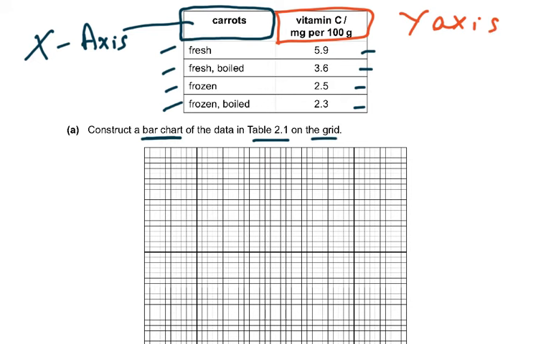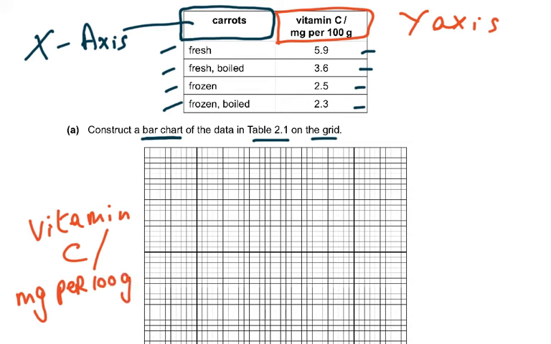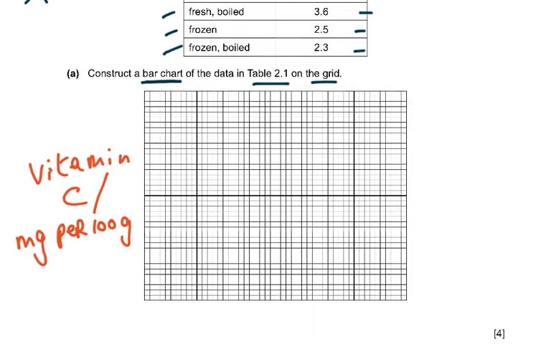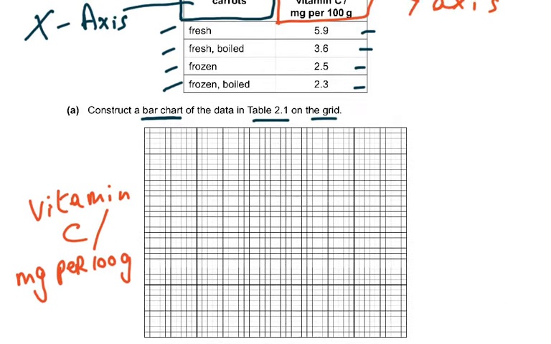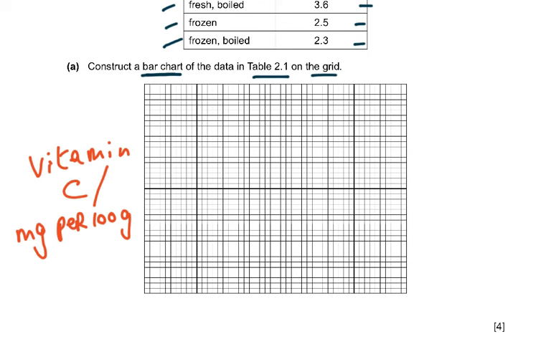So you better first label the axis, because this is what you miss out, and that's 1 mark if you miss out. Write vitamin C, and write all of it: milligram per 100 gram. If you've written that, you got a mark for that. Then you have to label the x-axis. In the x-axis, what had you to write? You had to write carrots. So x is fully labeled, carrots. And then of course you're going to do the bar chart on it.